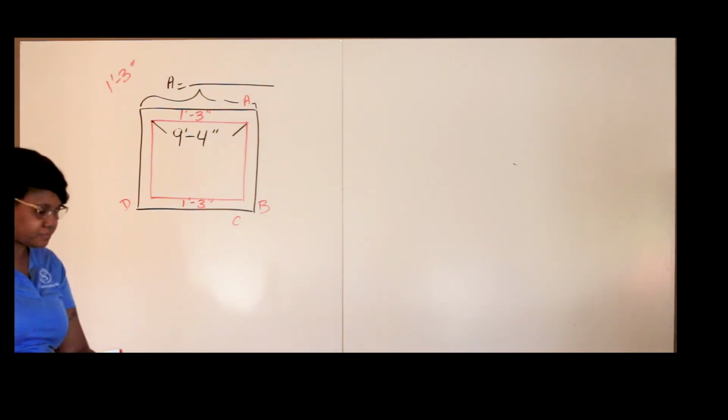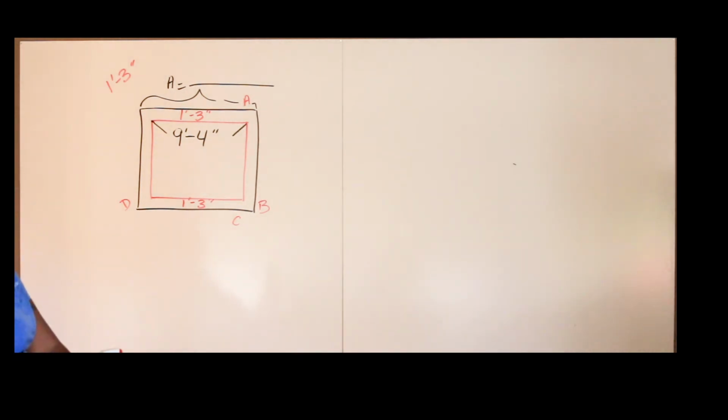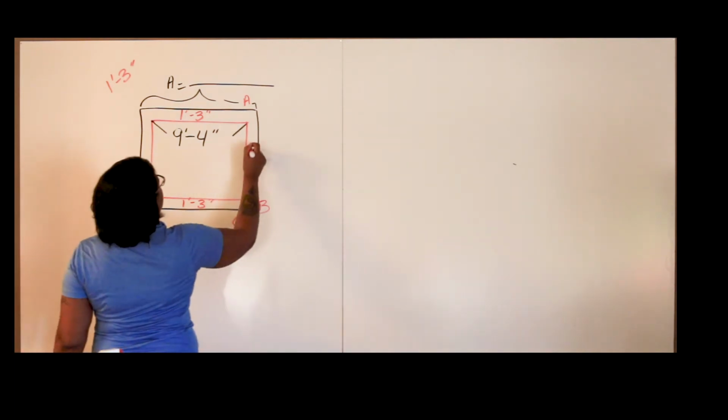All right. I'm going to do another one like that. So now, this time the thickness changes. Pay attention to the thickness. They will always let you know what that thickness is. So in this case, we are given an interior for side A. You have a 1 foot 3 inch thickness all the way around. 1 foot 3 inches all the way around.